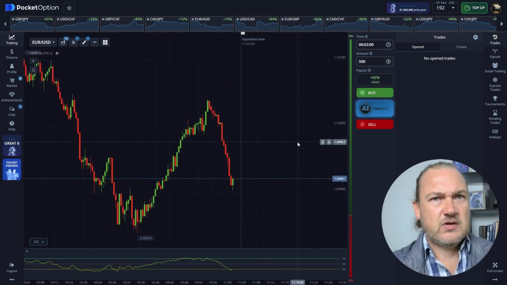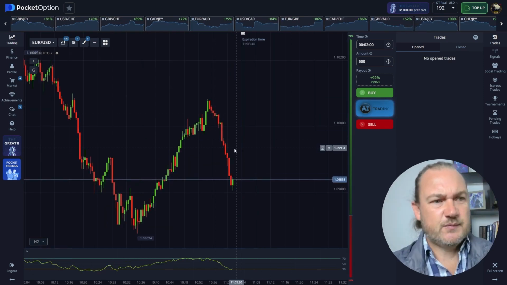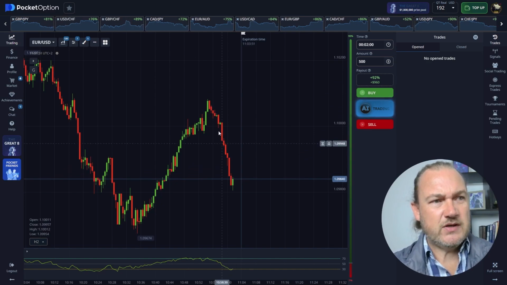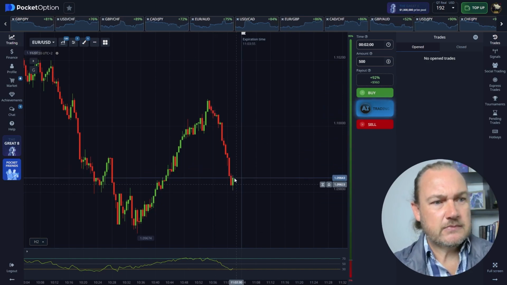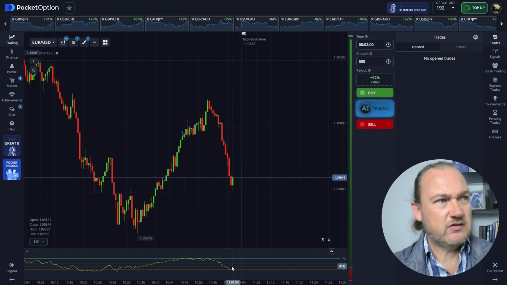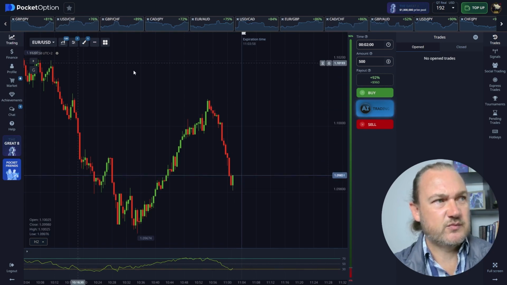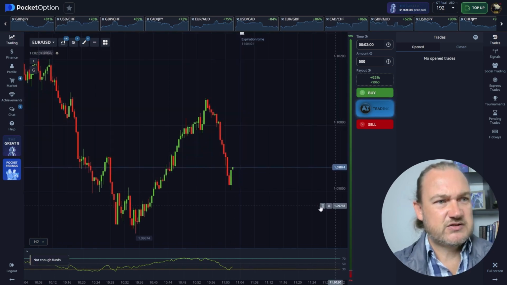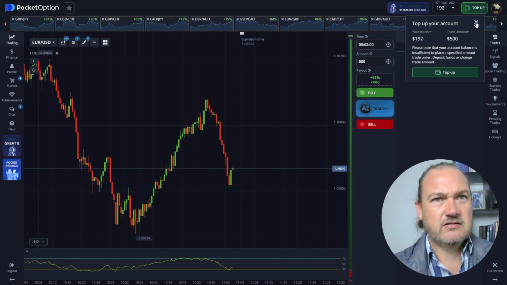And there we go. So we've got another potential trade setting up here on the euro dollar. We had this massive drop here, and price is pushing back, and my RSI is leaving the oversold zone. My candle's going to close, so I'm just going to take a trade.